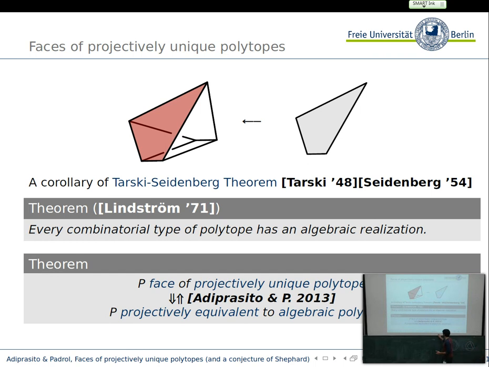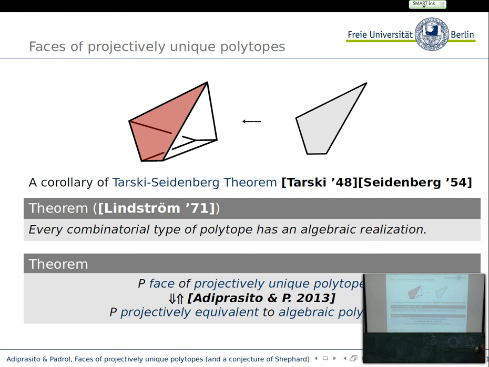You give me your favorite polytope with algebraic coordinates, even if it's not projectively unique, for example, this one. And now I'll build a projectively unique polytope with many vertices and in higher dimension that has a face which is the polytope that you gave me in the beginning.